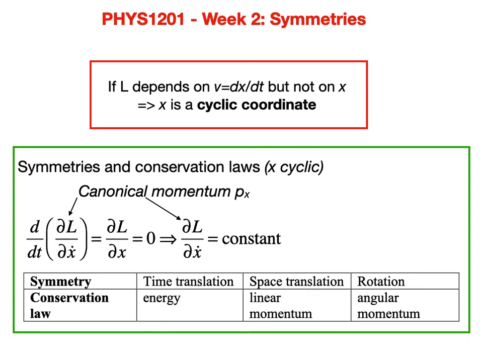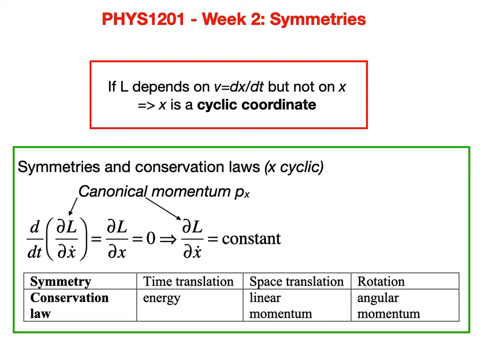Another important concept we introduced this week is the idea of symmetries and how they relate to conservation laws. So if the Lagrangian depends on a coordinate through its derivative but not through the coordinate itself, then we call this coordinate a cyclic coordinate. And when you have a cyclic coordinate, the associated canonical momentum, which we have defined as the partial derivative of the Lagrangian with respect to the time derivative of the coordinate, is constant. And that means that you have found a conserved quantity.